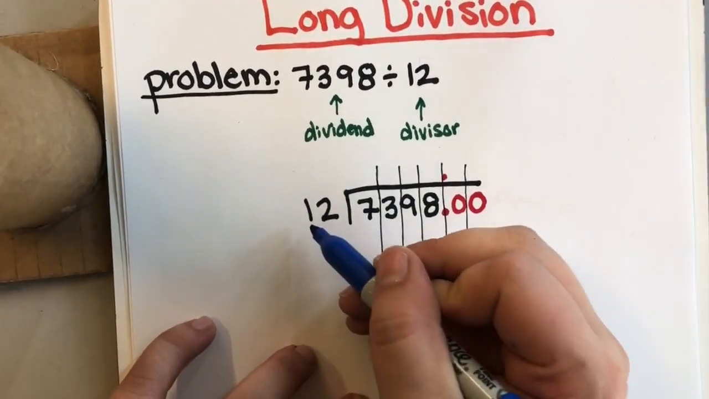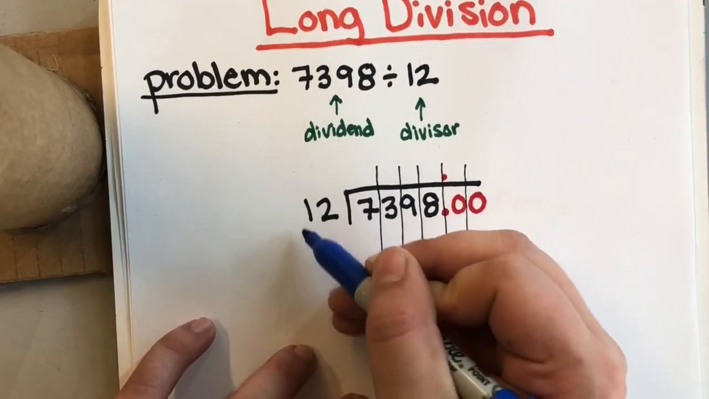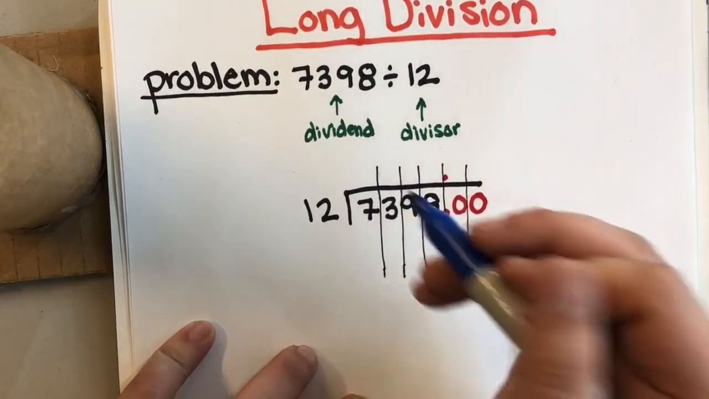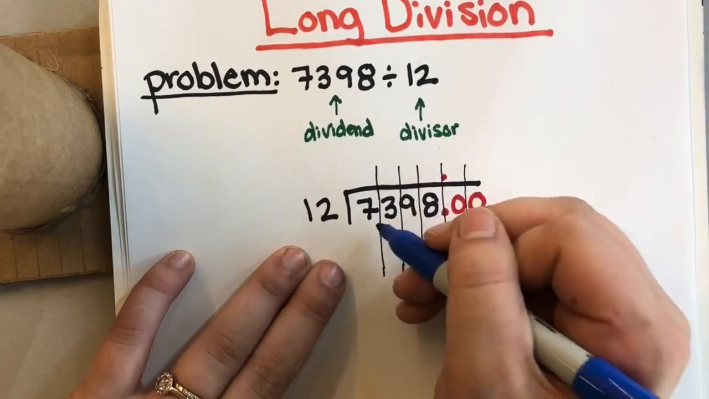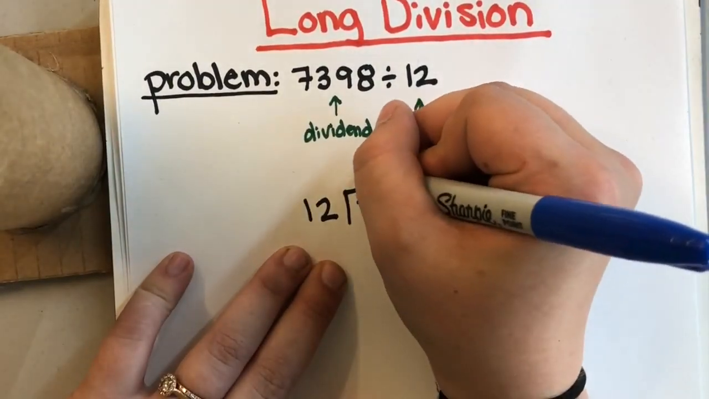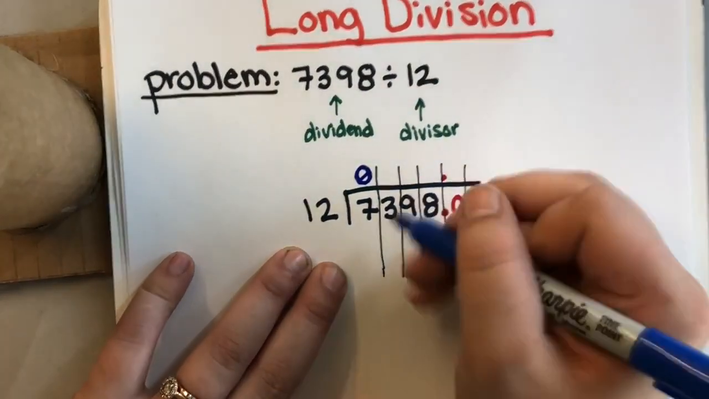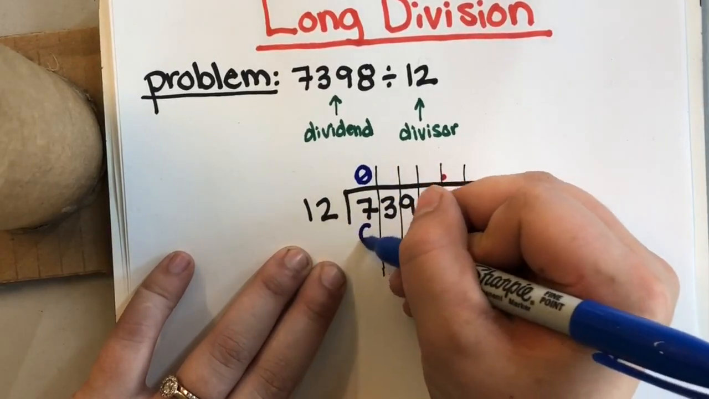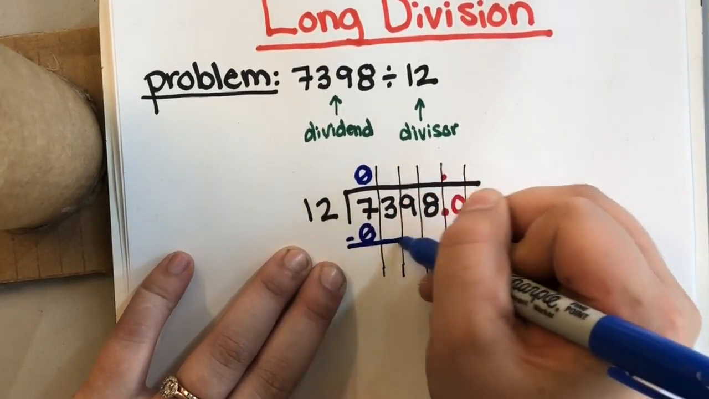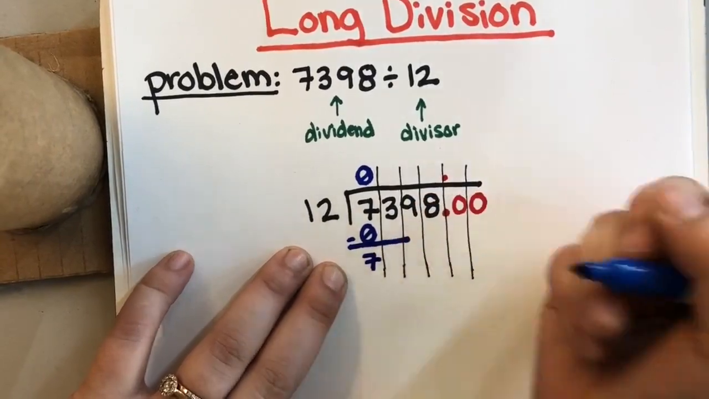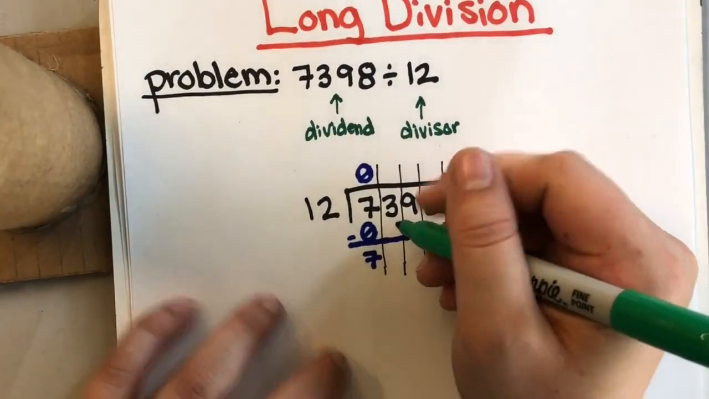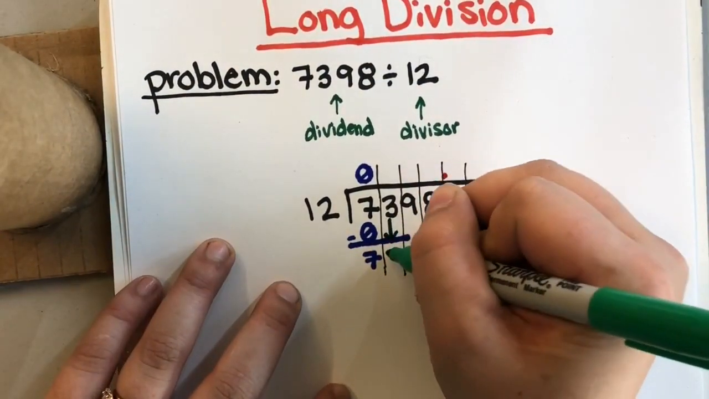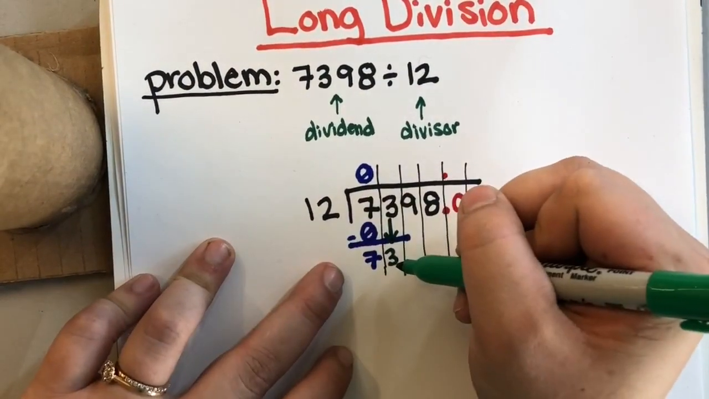So I'm going to see how many times this divisor, 12, goes into each digit. How many times does 12 go into 7? 12 doesn't go into 7, so I'm going to put a 0. 12 times 0 is 0, so the remainder is 7. Then I'm going to drop down the next digit, and now I have 73.